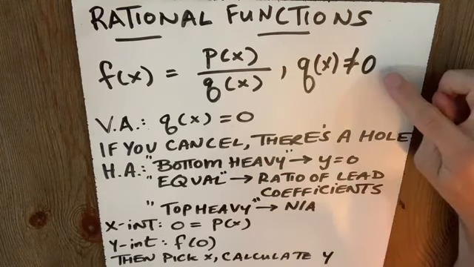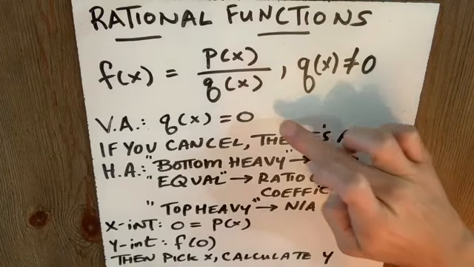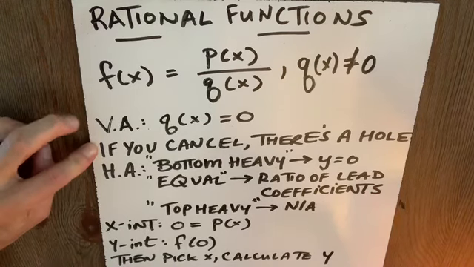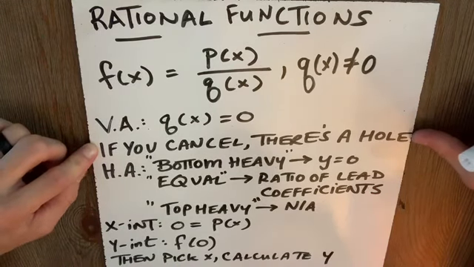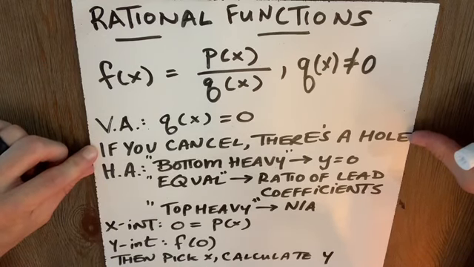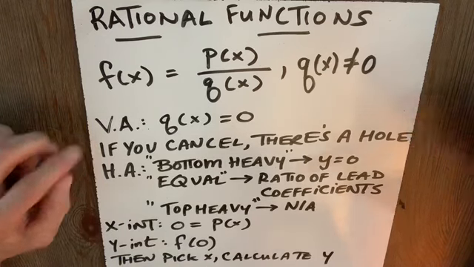Well, what happens when our denominator is 0? We have a vertical asymptote, a no-fly zone. Your graph cannot cross a vertical asymptote. How about if you can factor and cancel, as we saw with the dividing out technique? You saw that I mentioned anytime you cancel, there's a hole.